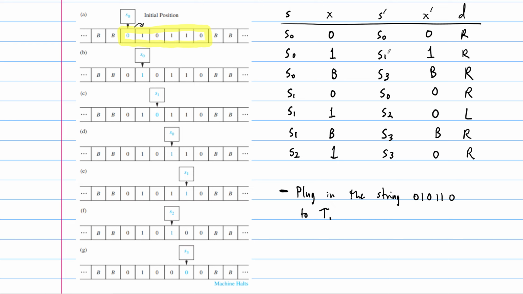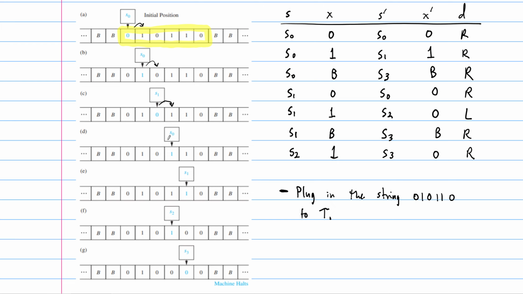So S0 and 1 changes the state to S1, but it leaves the symbol as a 1. So it writes a 1, and then it moves to the right. Now you've got S1 with a 0 as the input. So S1, 0, what's it going to do? It's going to change the state back to S0 and leave that as a 0, right? And move to the right yet again.